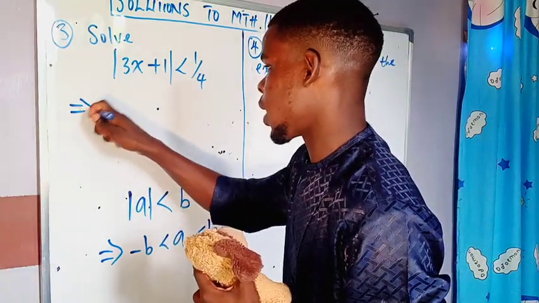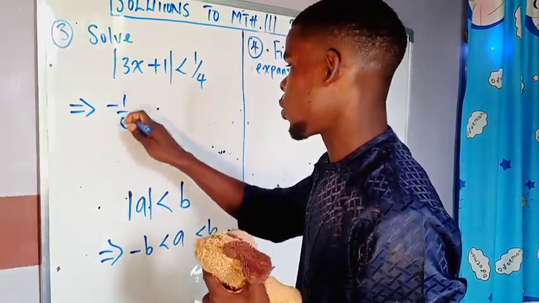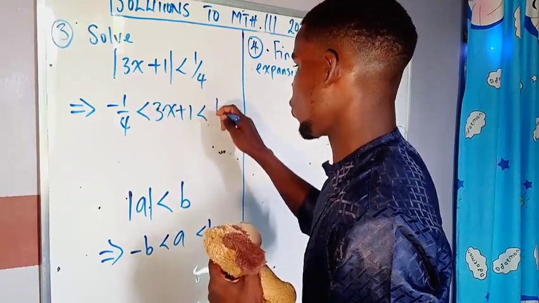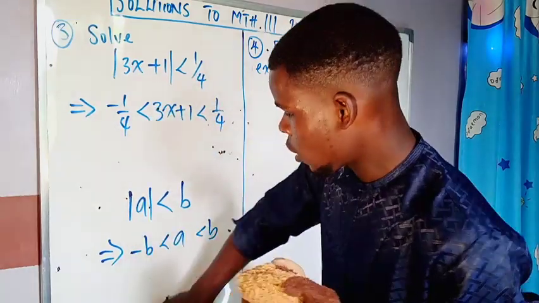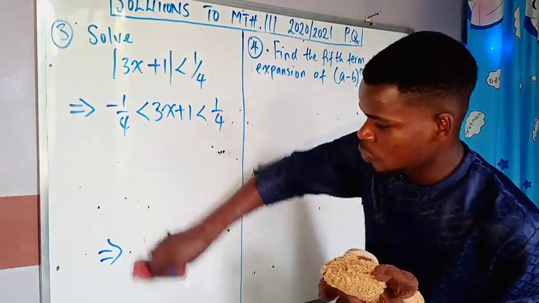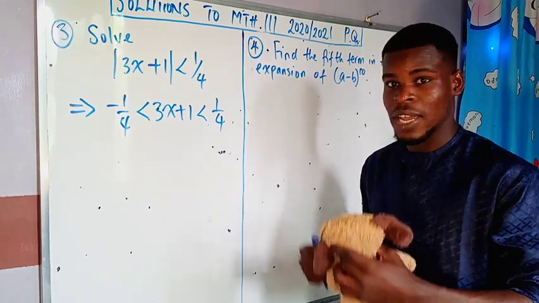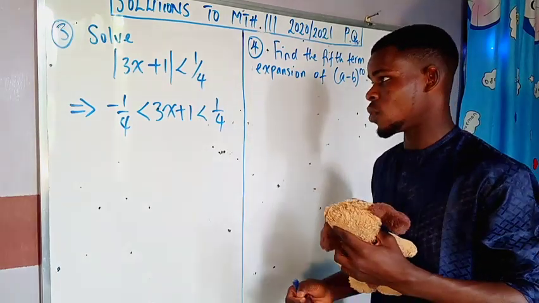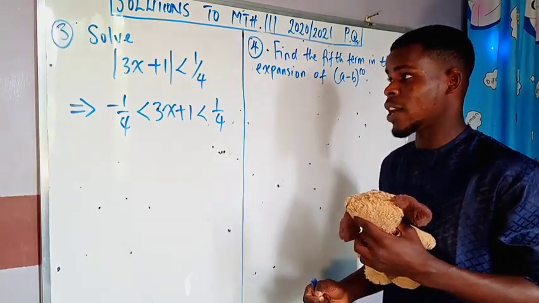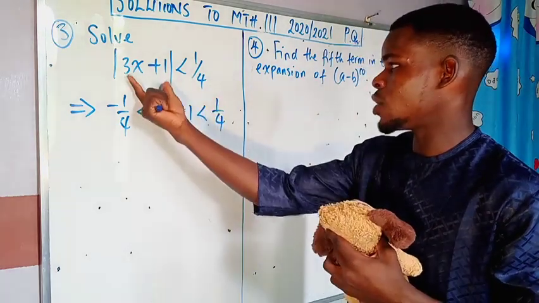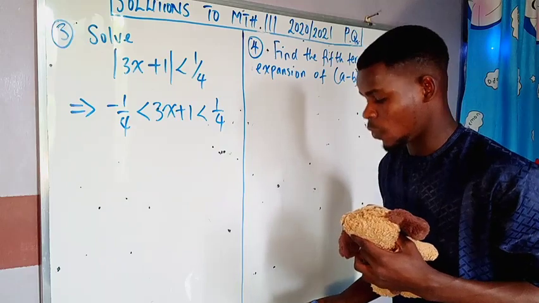And that means we're going to have negative 1 over 4 to be less than 3x plus 1 to be less than 1 over 4. So what we're really looking for in this kind of question is the set of values of x that will satisfy this inequality. In other words, the values of x that, if we substitute here, will allow this to be less than 1 over 4.